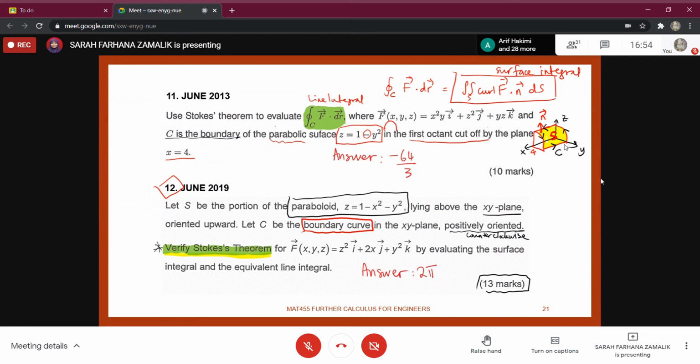So that's how you determine your S. At that point is its boundary C, and at that same point is its equation of S. So in this case, what is our S? Z equals to 1 minus Y square.